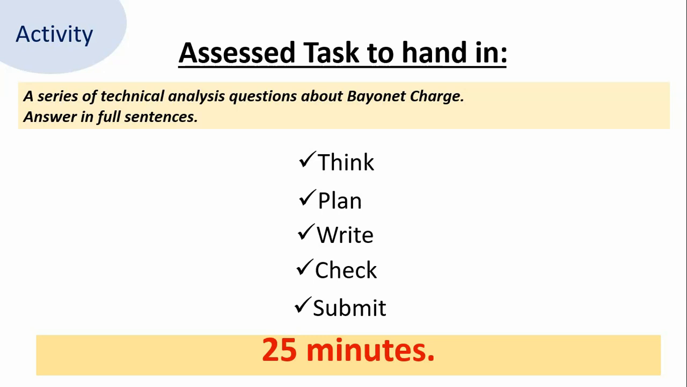So the activity that you'll complete this week is not a paragraph, as it was with Remains. It's a series of questions, a series of technical analysis questions to be answered in full sentences. You're going to follow the same procedure in terms of thinking, planning, writing, checking, and submitting as you would for any other piece. There are 15 questions in total, and I'm going to talk you through them now to make sure you fully understand them. After that, give yourself about 25 minutes to get it done, and then you can hand it in to your teacher as your English literature task is complete for the week.